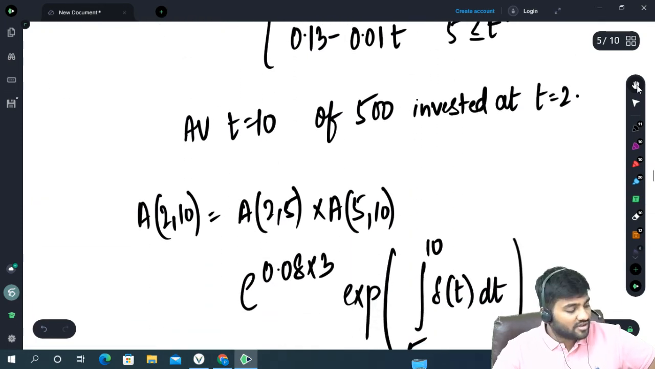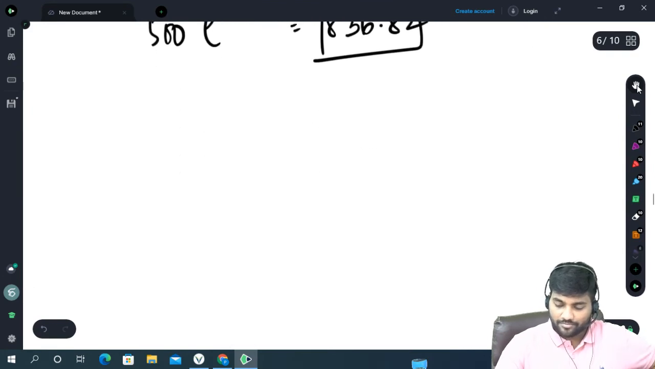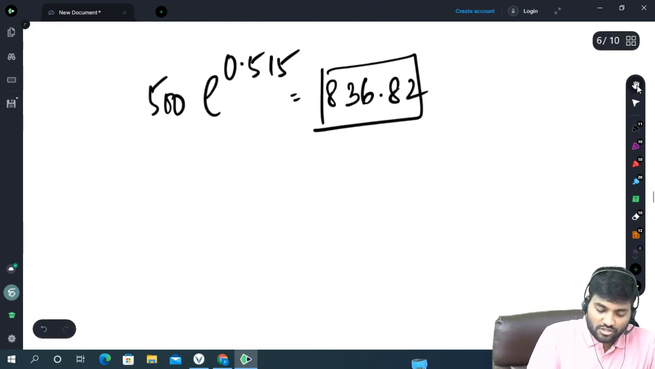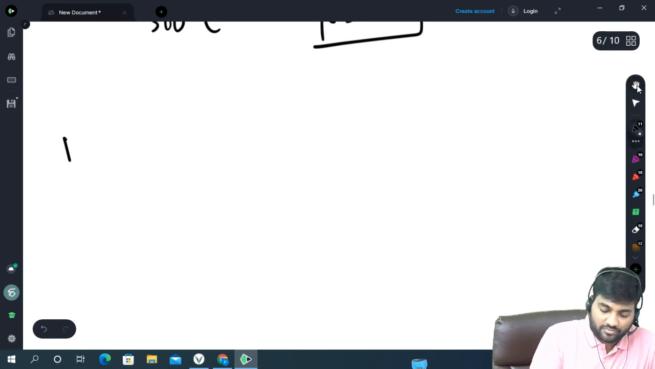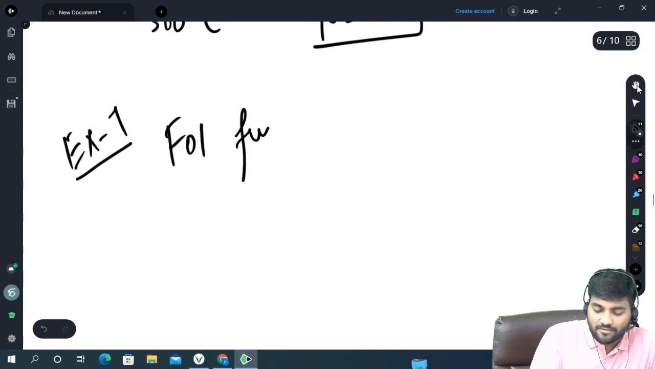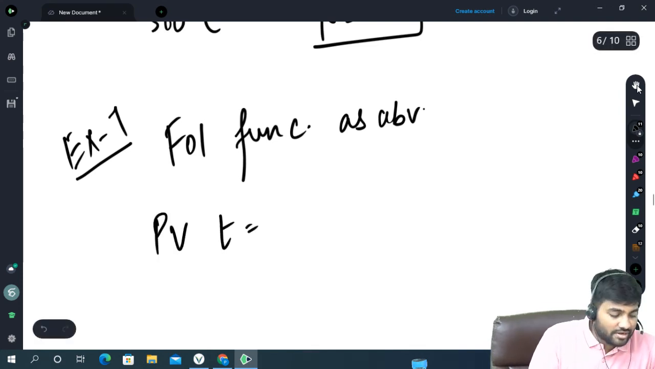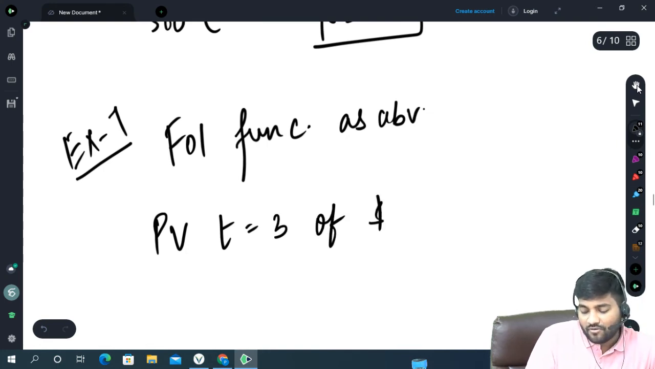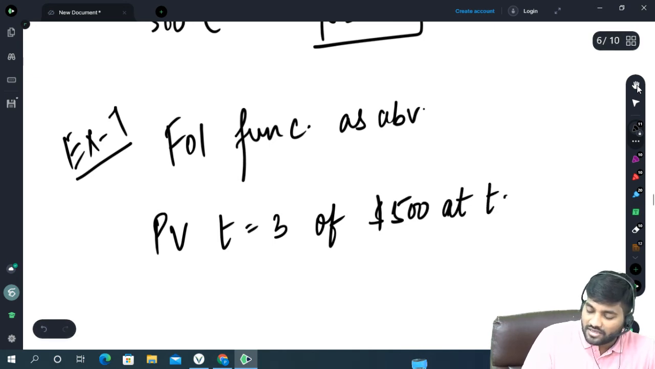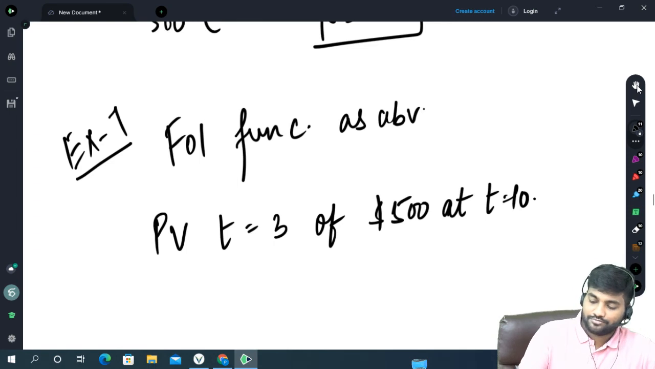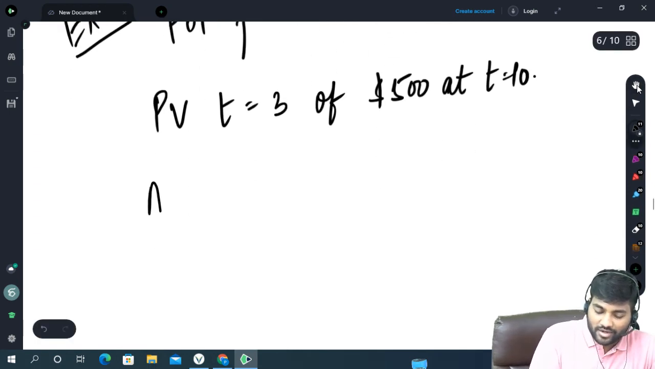Now the force of interest function will remain the same. Okay. Force of interest function is same. This is example number 7. Force of interest function as above. Okay. Now the question is, we need to calculate PV at t equal to 3 of $500 at t equal to 10. We need to pull the money back. Okay. So we need to calculate A. Sorry, I'm really sorry. We need to calculate V.